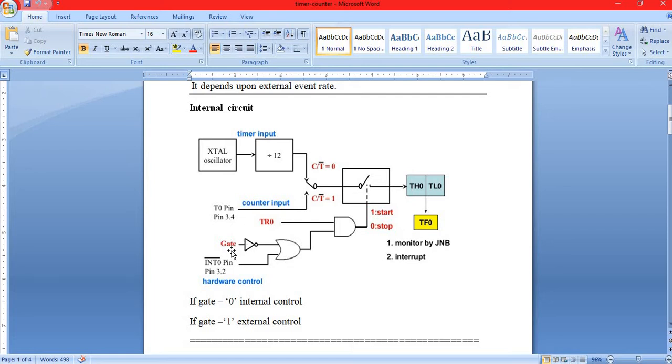Now if the gate is 1, then the output of the gate will be 0. Then the other input of the OR gate should be 1, which can be obtained by connecting an external hardware device, so it is called as external control. This is how the internal circuit of the timer 0 looks. You can also find the same structure of the timer 1 also.